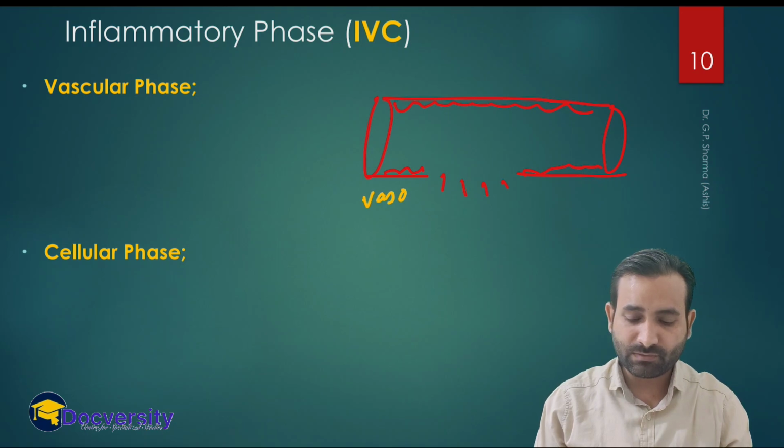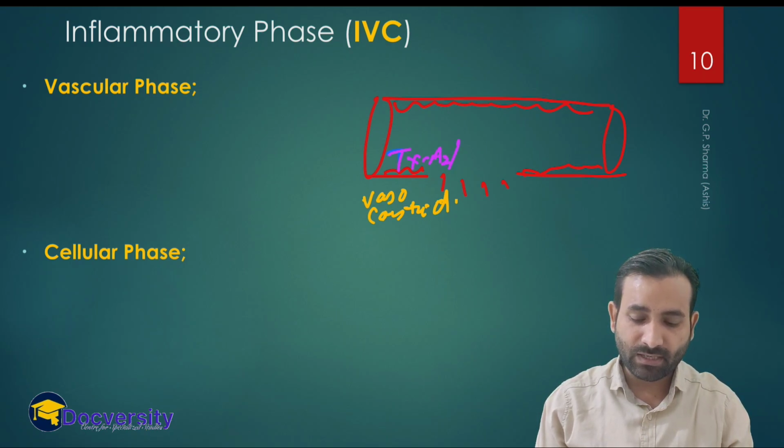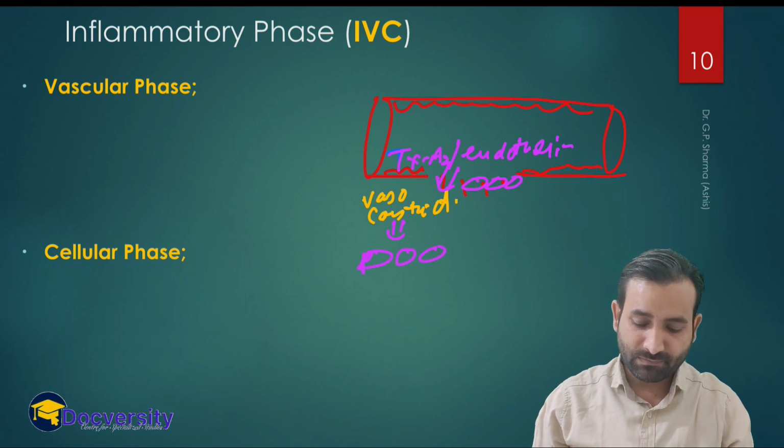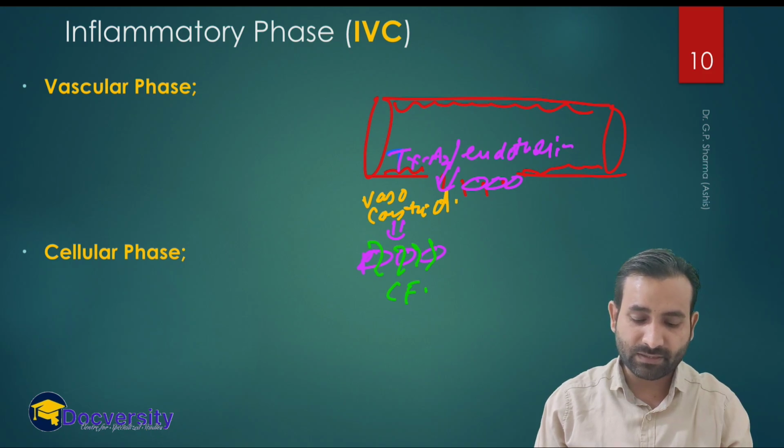There will be the vasoconstriction. This vasoconstriction is mediated by TXA2 and endothelin. These two things cause the vasoconstriction. After the vasoconstriction, there will be platelet aggregation over here. After the platelet aggregation, there will be the activation of the clotting factors. This is my platelets and then the clotting factors. So finally the bleeding stops, so they will produce the hemostasis.